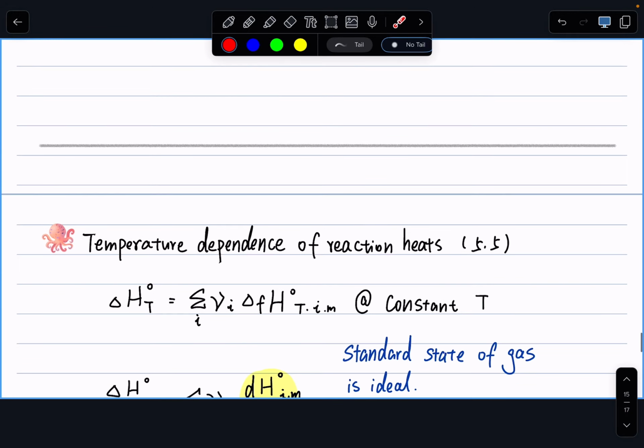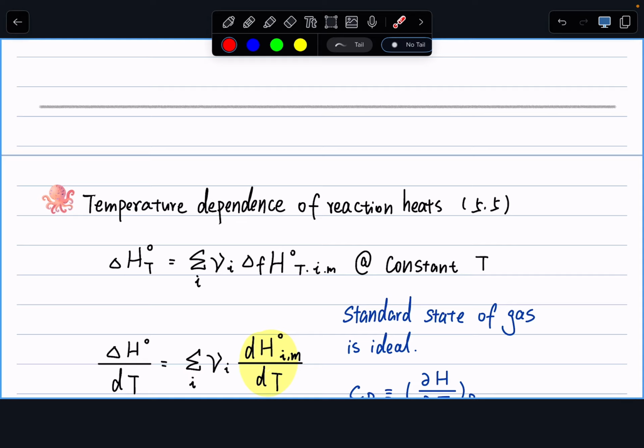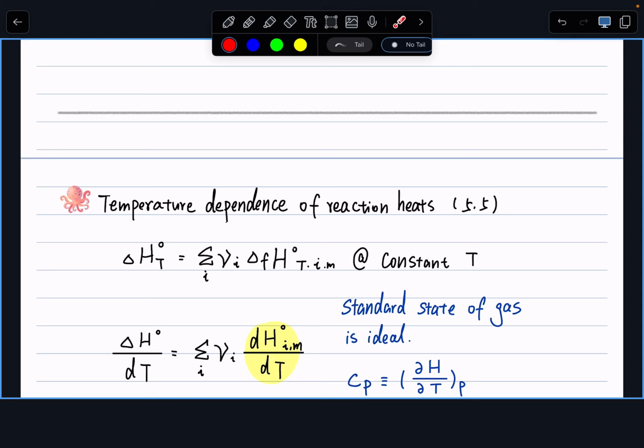All right, next up. This part is going to be super quick because it's really just a quick note to see what the temperature dependence of reaction heat is. So far in this entire section, we were talking about how to get the heat of formation at a certain temperature and 1 bar, or the standard heat of formation. Now let's think about what happens if the temperature is different, right? What if we have temperature at 298 Kelvin versus temperature at 1000 Kelvin? How does the reaction heat change?